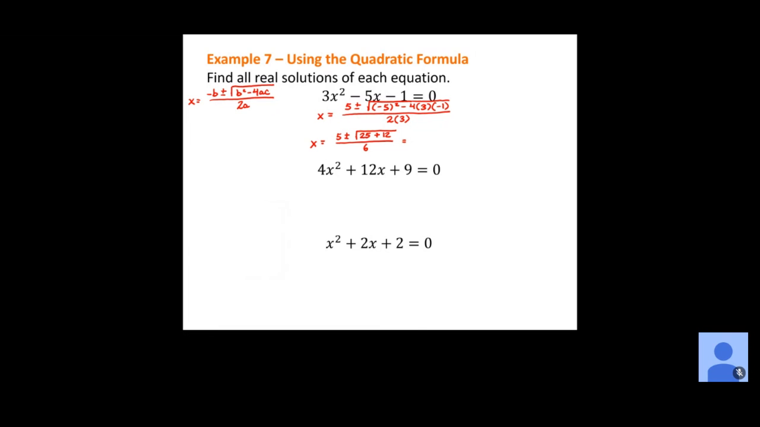Right, and then the last thing here, and then we'll see if we can simplify, right? We can add together the 25 and the 12. So we're going to have 5 plus or minus the square root of 25 plus 12, which should give us 37, all over 6.